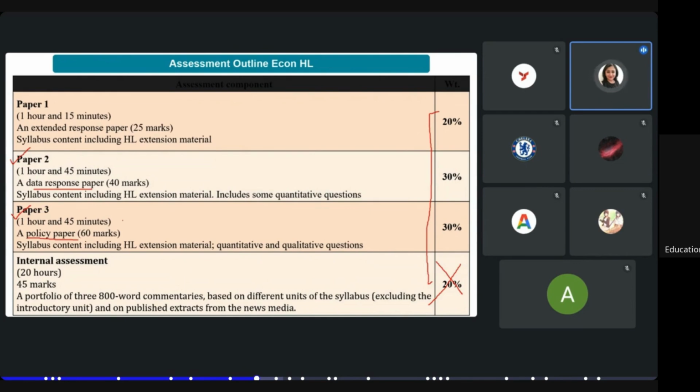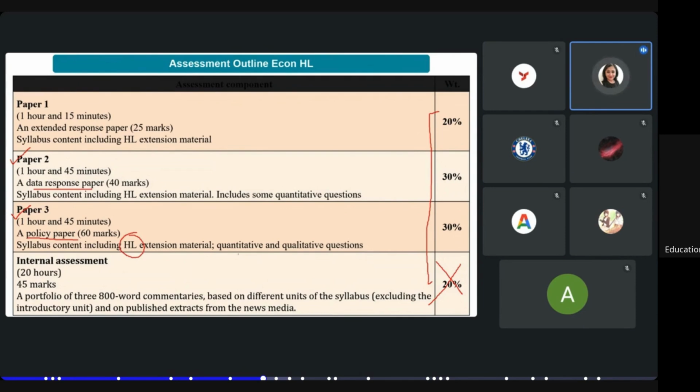It's a 1 hour 45-minute paper. Lots of calculation questions. Here, the focus is on HL extension material, all the HL topics. If you do not know what HL topics are still, it's okay. You go to the subject guide. They are written there in bold. Anything written in the subject guide in bold is HL content.